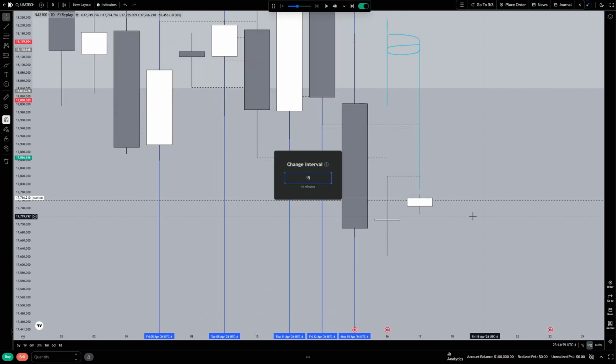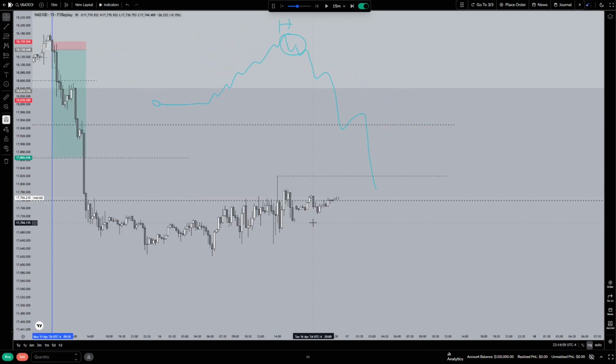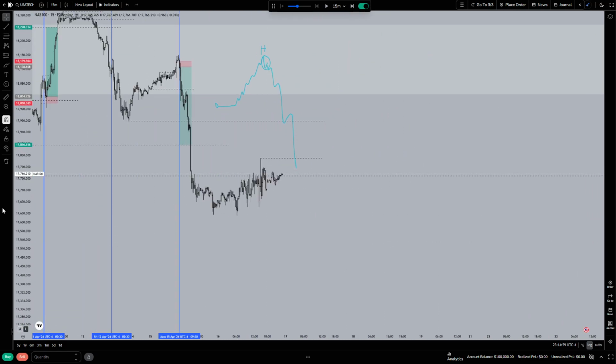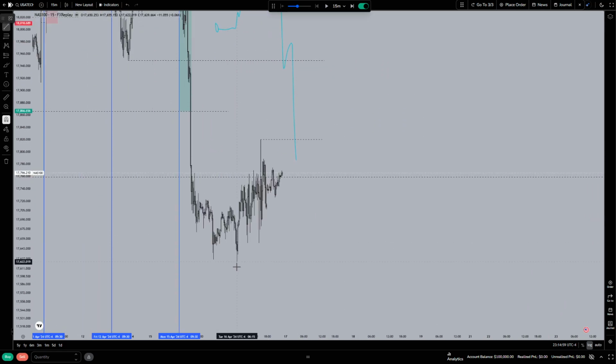So we have a daily fair value gap, right? And now that we've respected this higher time frame daily inversion that I marked up from before, I expect price to just continue lower. So my draw on liquidity is down here.